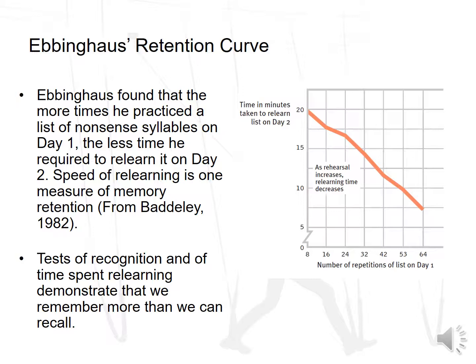This is the infamous Hermann Ebbinghaus's retention curve. Ebbinghaus found that the more times he practiced a list of nonsense syllables on day 1, the less time he required to relearn it on day 2. The speed of relearning is one measure of memory retention. Tests of recognition and of time spent relearning demonstrate that we remember more than we can recall, and the chart shows as the rehearsal increases, the relearning time decreases.